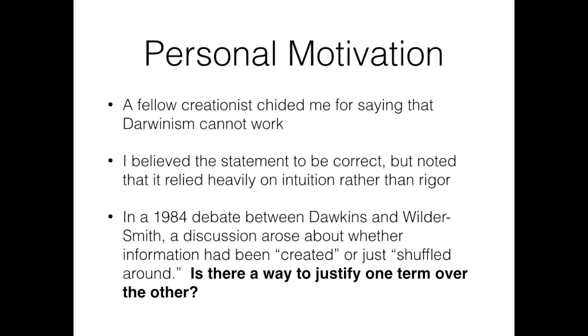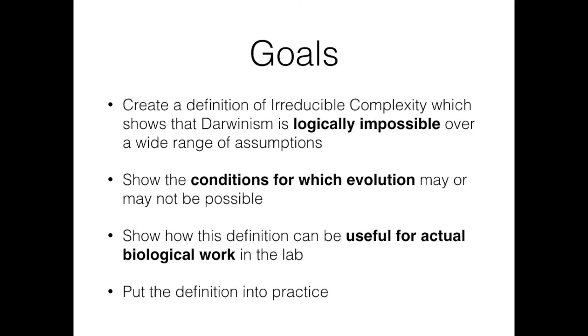Okay. So my goal was to create a definition of irreducible complexity which shows that Darwinism is not just unlikely, not just unevidenced. I wanted to show that it is logically impossible over a wide range of assumptions. Because as I said, as an engineer, I have this intuition that you can't design things without a designer, and if that intuition is right, then we should be able to demonstrate it. And if it's wrong, it'd be good to know that too, right?